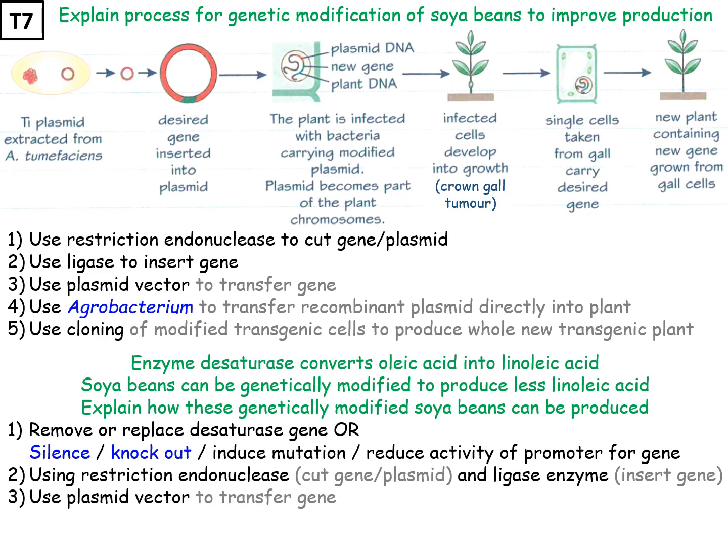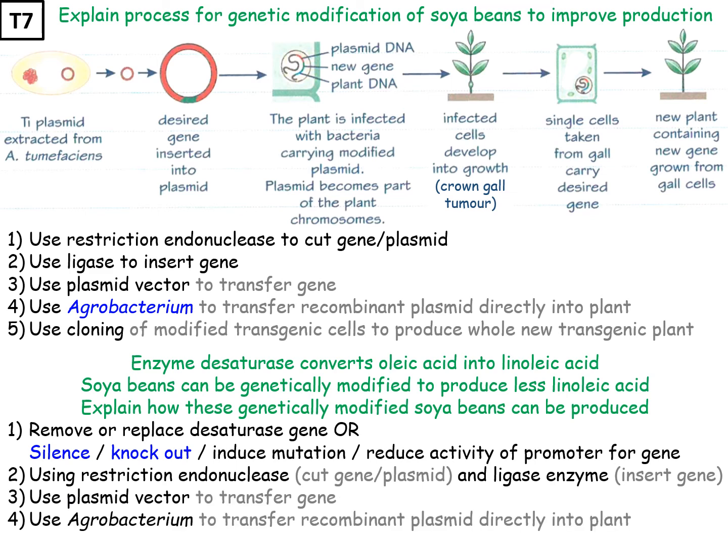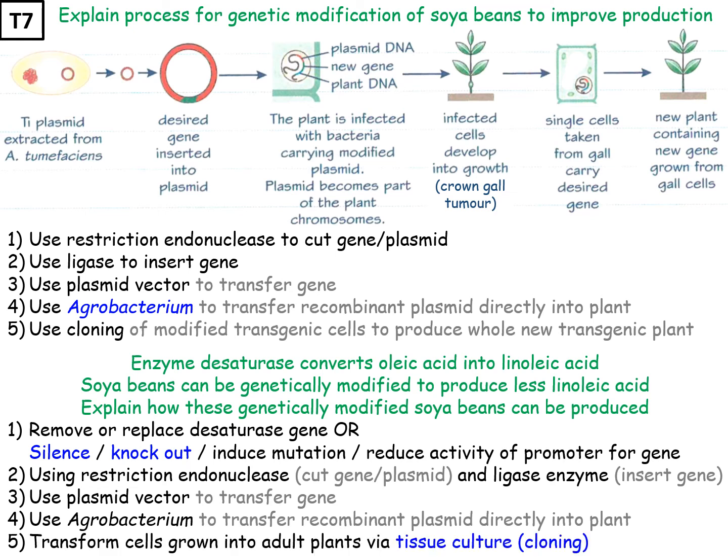Use a plasmid vector to transfer the gene. Use Agrobacteria to transfer the recombinant plasmid directly into the plant. And then you could transform the cells and grow them into adult plants via tissue culture. In other words, you're going to clone so that you make sure that these transformed cells grow into lots and lots of adult plants.